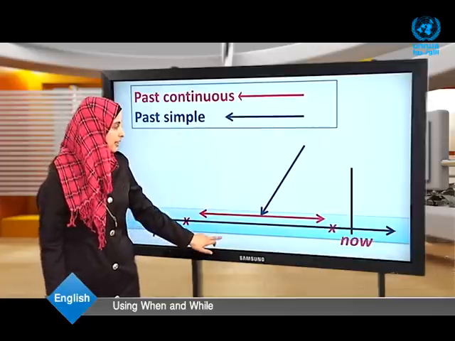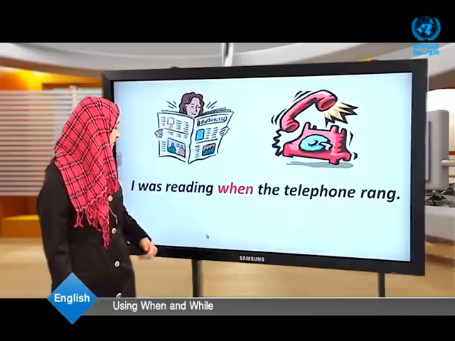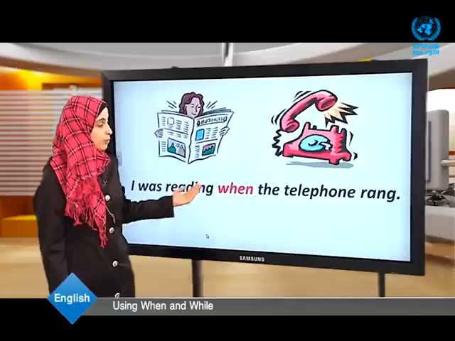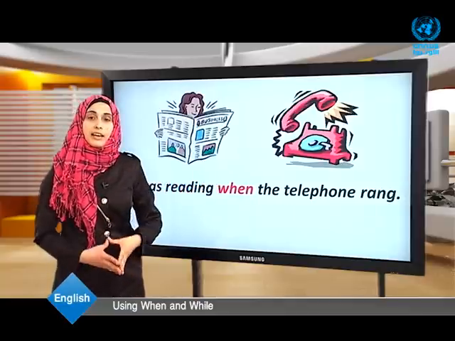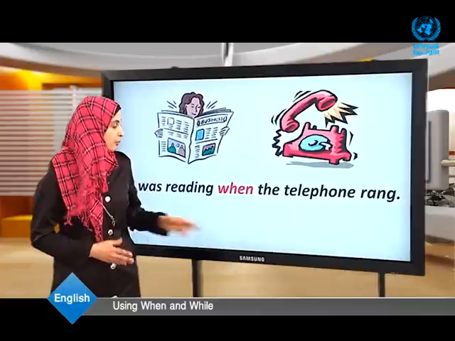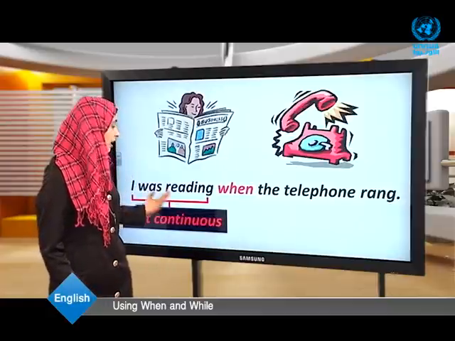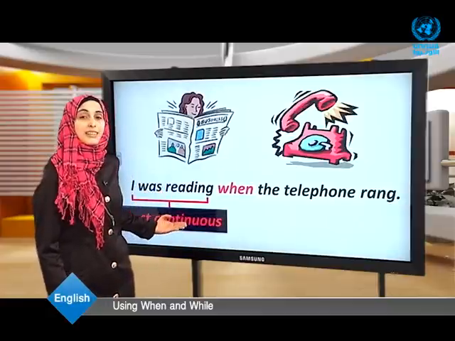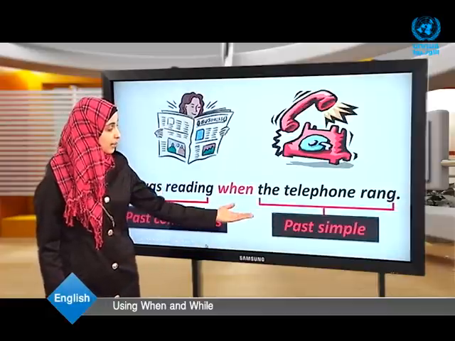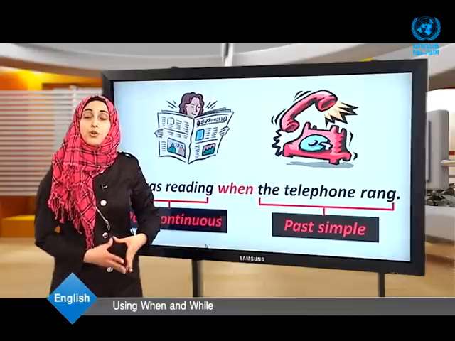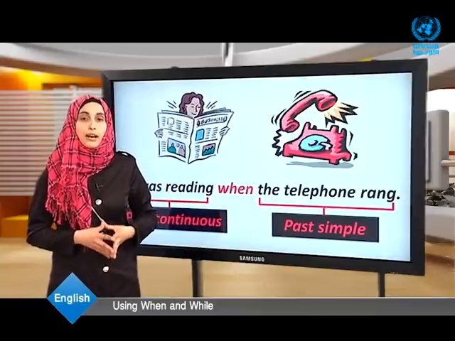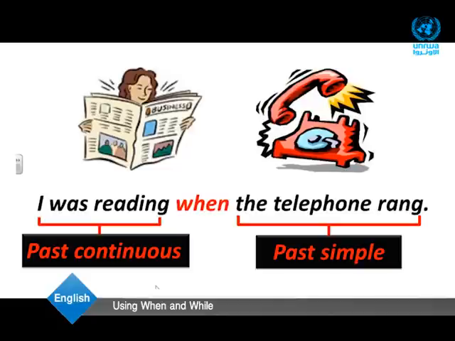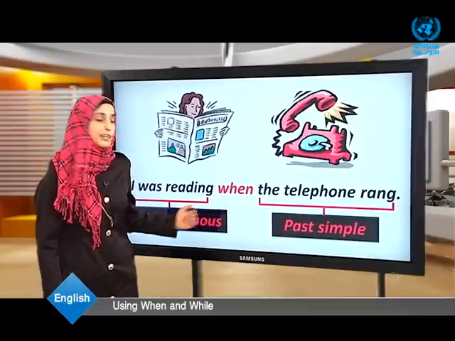Now let's see some other examples. Look here, I was reading when the telephone rang. How many actions do we have here? We have two actions. One, I was reading, the past continuous, the long action, and the second one, the telephone rang, the short action, the action that interrupted the long one. So, I started reading and then the telephone rang, and they are joined by when.